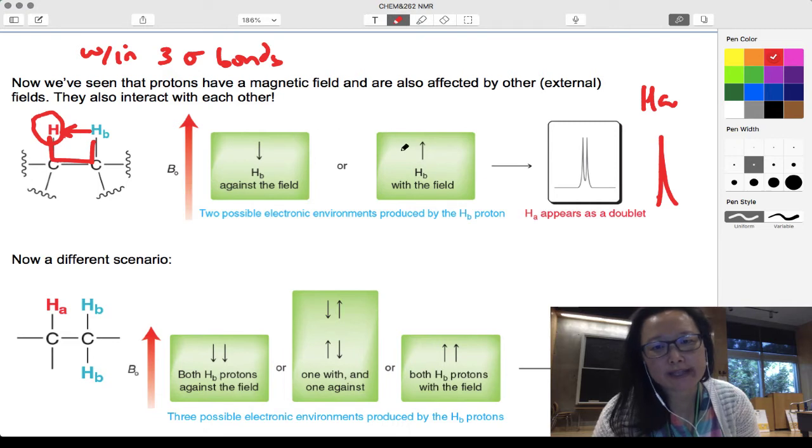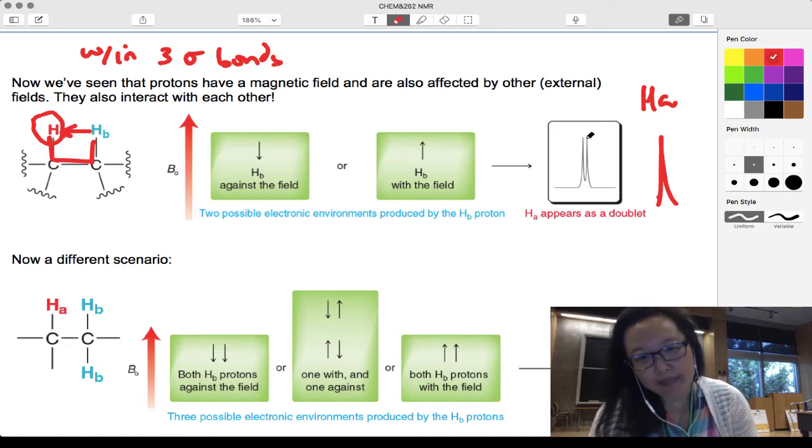Those 2 orientations are going to cause either an additive effect, so you're going to see part of the peak at a higher, more de-shielded region, or a subtractive effect. This takes away from that, so you feel more shielded. Because both of these are equally possible, you're going to see these peaks be the same height.